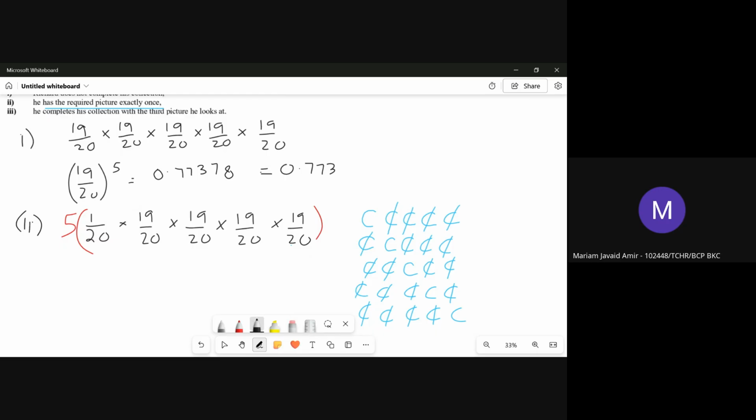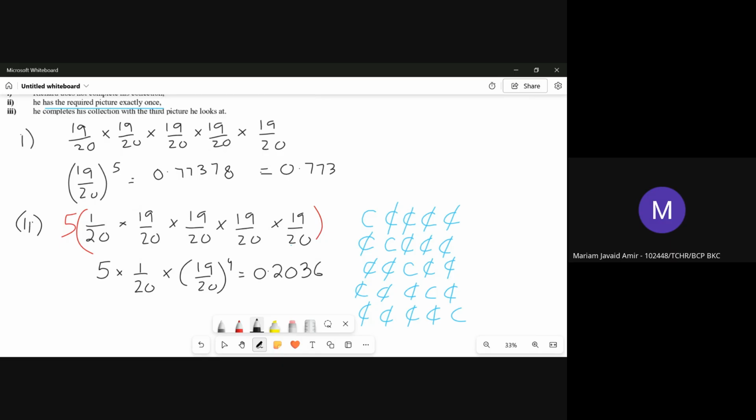So, in your calculator, you'll enter 5 times 1/20 times 19/20 power 4, which gives 0.2036. मैम, 5 को मल्टीप्लाई करना है.